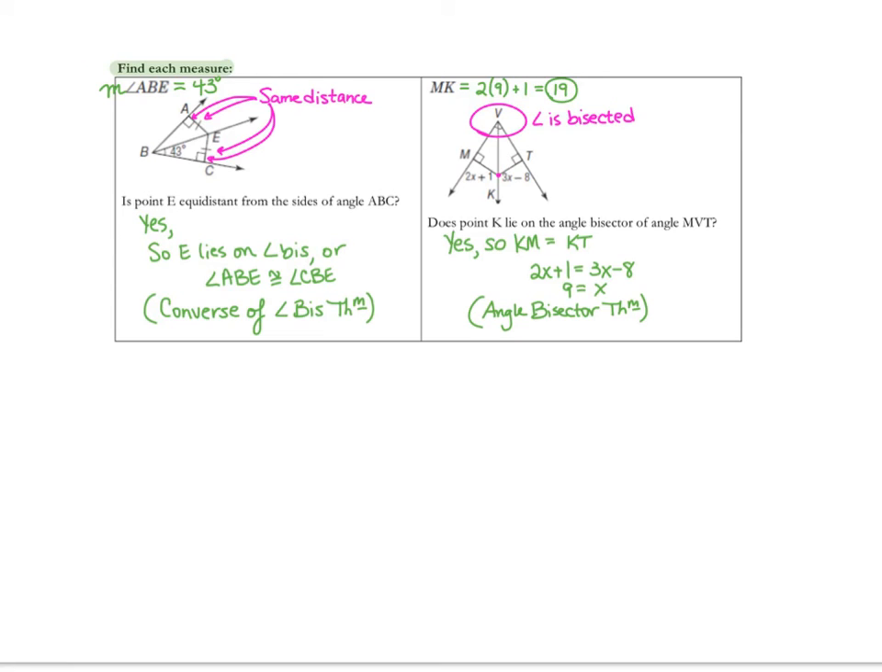So you can make them equal, solve for x, and you get x equals 9. Now it asked you for the length of MK. So plug it back in and you would get 19. 2x plus 1: 2 times 9 plus 1 is 19. This is the end of lesson 5.2.